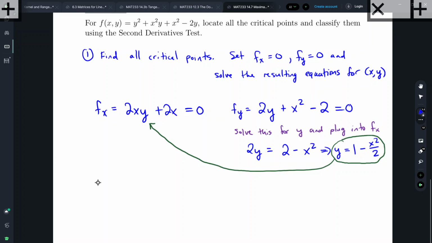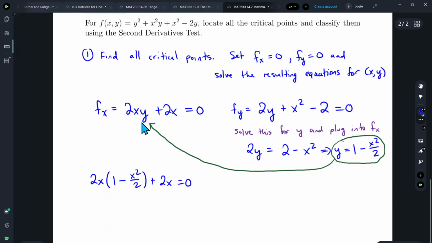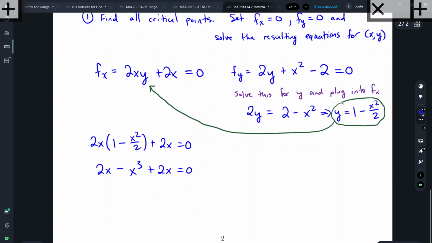So we have 2x times y, which is now this thing, 1 minus x squared over 2, plus 2x is equal to 0. Just writing this out with the y plugged in. Now let's simplify this. 2x times 1 is just 2x, and then minus, 2 divided by 2 cancels out, so you're left with x times x squared, which is x cubed, and then plus 2x equals 0. So 2x plus 2x gives you 4x.